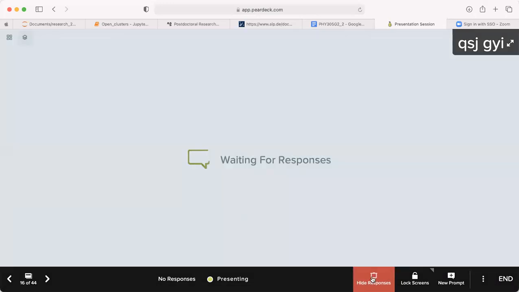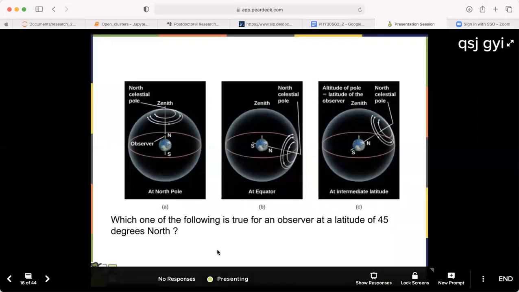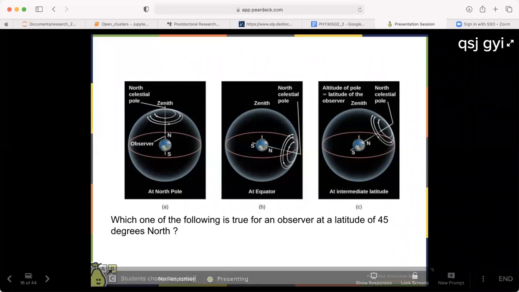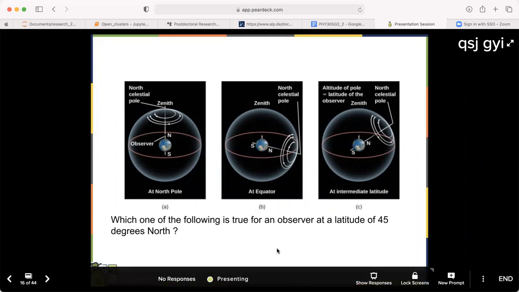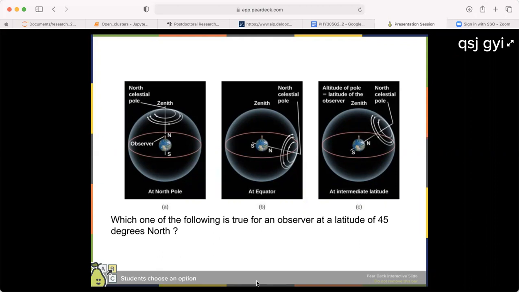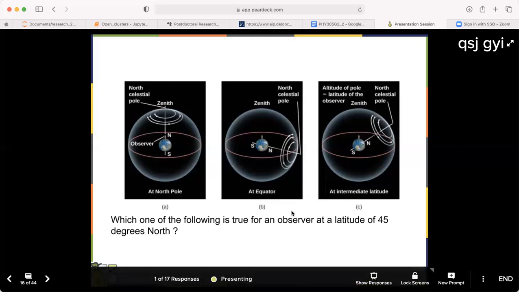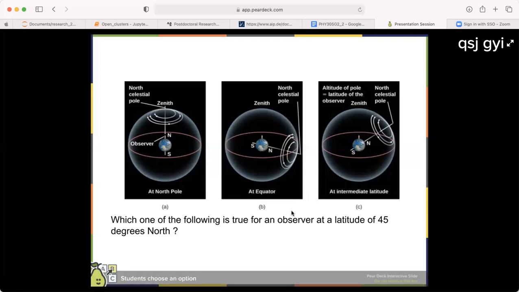So I'm waiting for responses. Try to give a response for this particular question. I guess you will have three answers to choose from. Basically, with the things that we have talked about up to now, you can give the answer. This is just to make sure that you have understood what I am talking about here. And I have given three images as well so that you can understand it, the three special scenarios.